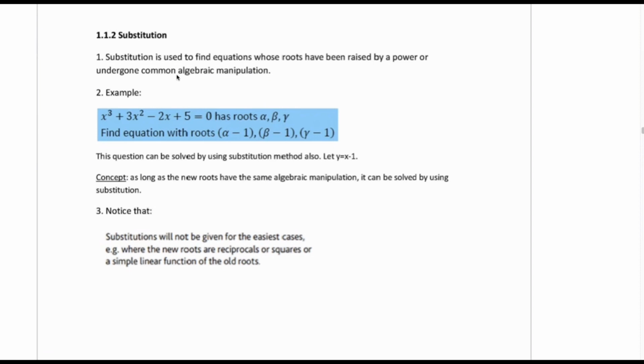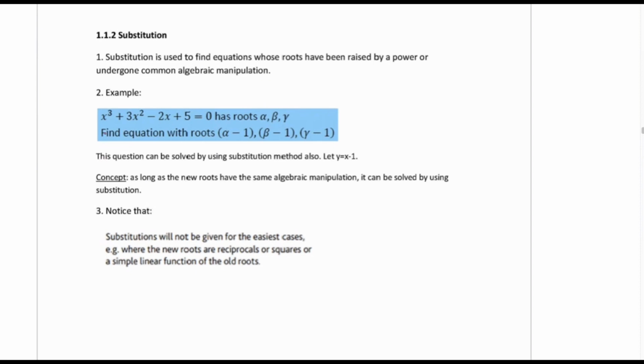And likewise, if they are undergoing common algebraic manipulations, for example, alpha minus 1, beta minus 1, and gamma minus 1, so each of the roots minus 1, in that case, we can use substitution. So substitution will make the working much shorter and easier.